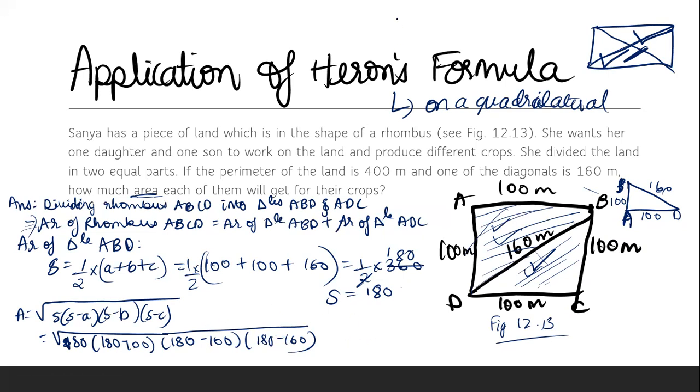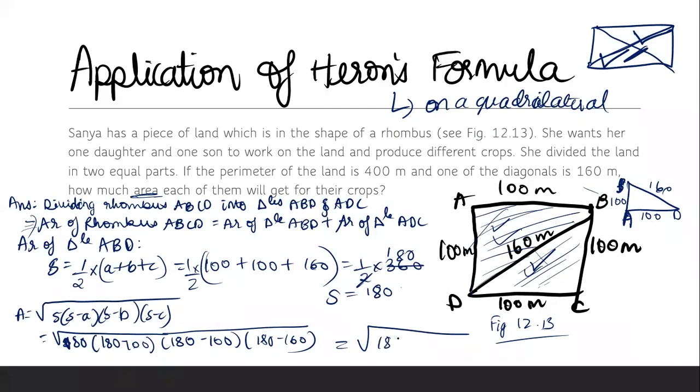So now when you subtract it, I will directly move to the subtracted part. When you subtract it, what will you get? We will get 180 into 80 into 80 into 20. 180 minus 160 is 20. 180 minus 100 is 80. Okay. So when you multiply this and you take the square root and everything, you will get the answer as 4,800 meter square. This is the area.